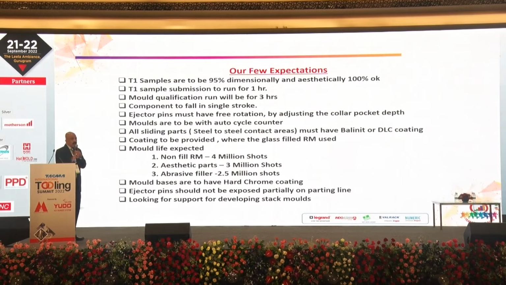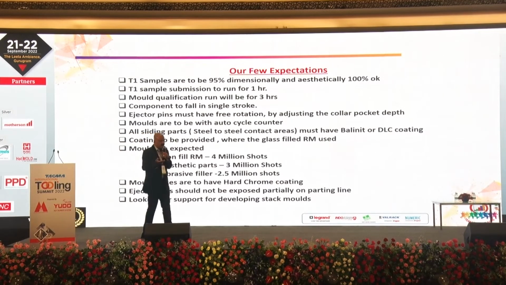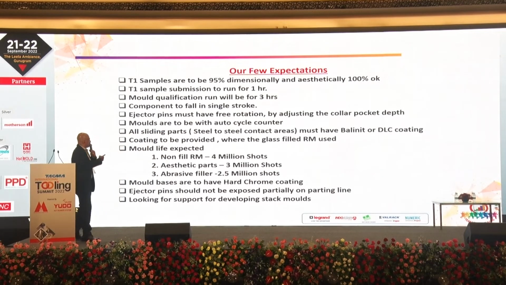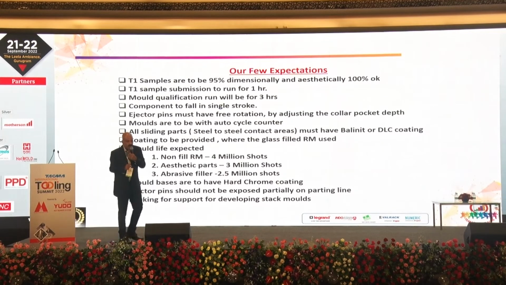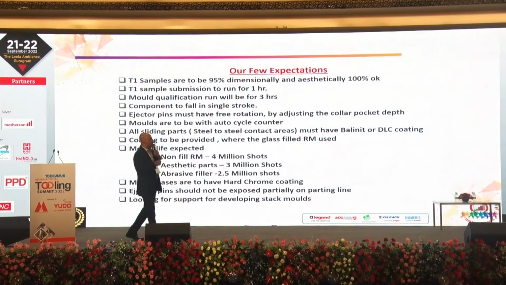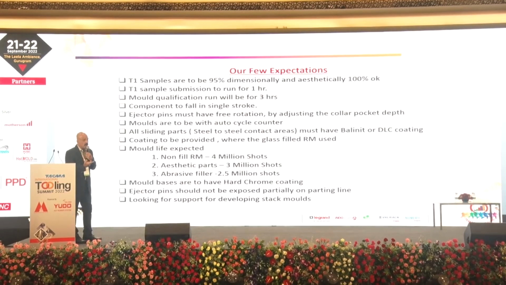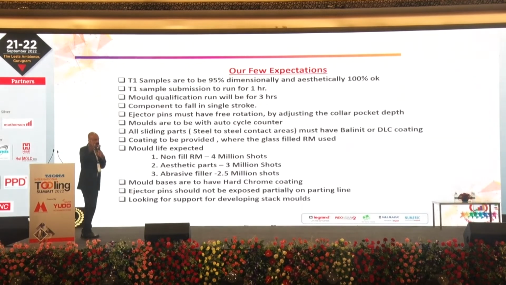All sliding parts should have coating. I started mold making in 2000, but after 8 years, around 2008, I started this. Steel-to-steel contact areas should have a coating, because I always used to face the problem of scoring marks on steel-to-steel contact areas. So there I go for Balinit C or DLC coating, 100%, for angle lifters, steel-to-steel, not on the component molding area. Then coating should be provided where glass-filled raw materials are used.